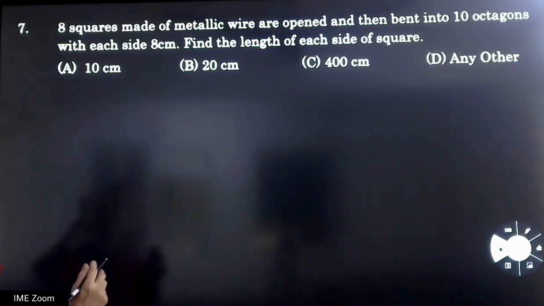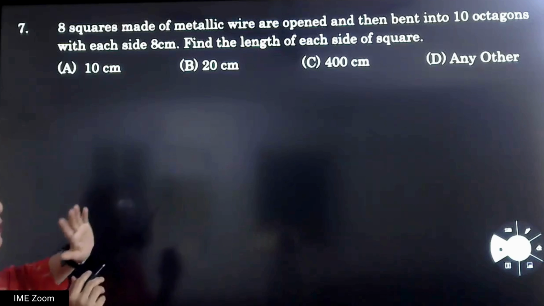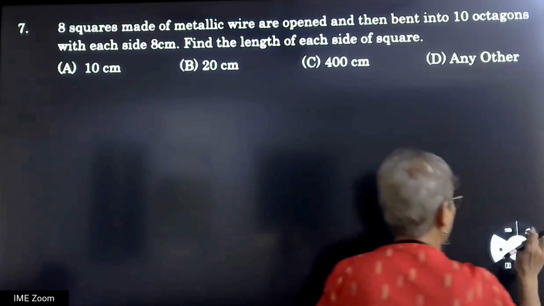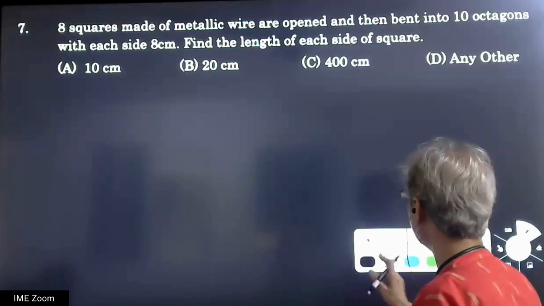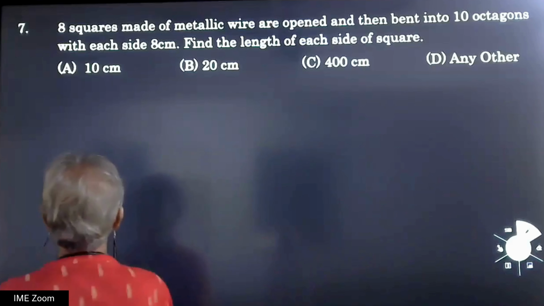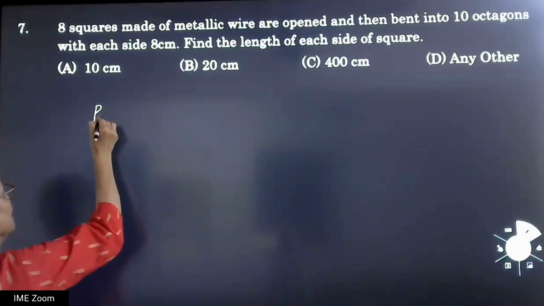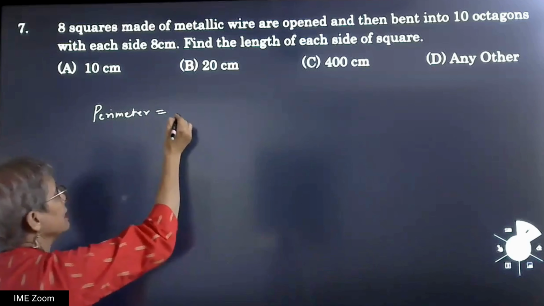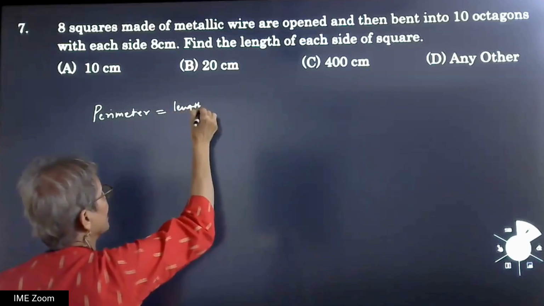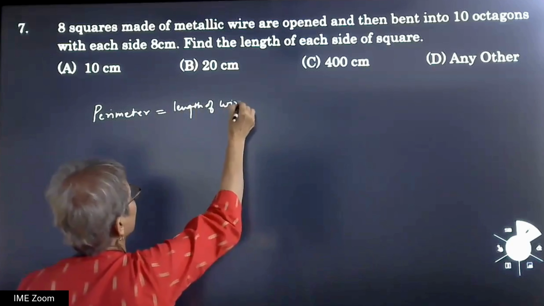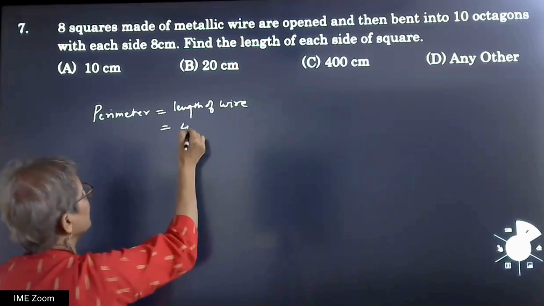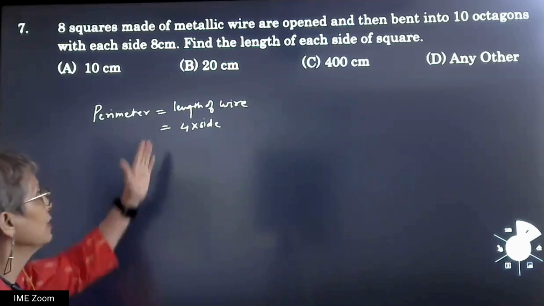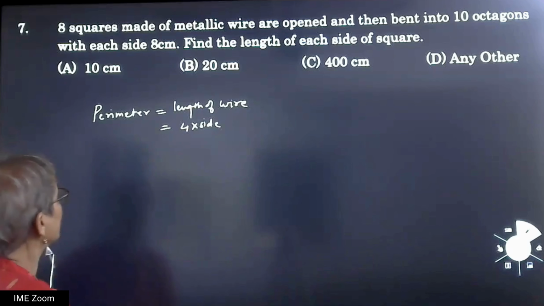Let us see now what happens. 8 squares made of metallic wire opened. Now, first of all, what we need is the length of wire of that square, which is nothing but the perimeter. Okay, so the perimeter of one square, side is not known. The perimeter is nothing but length of wire. Length of wire equal to 4 into side. Side is not given. That is what we have to find out. 4 into side. And like this, there are 8 squares.